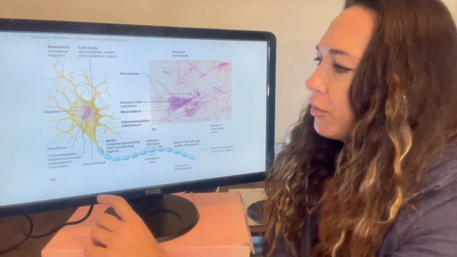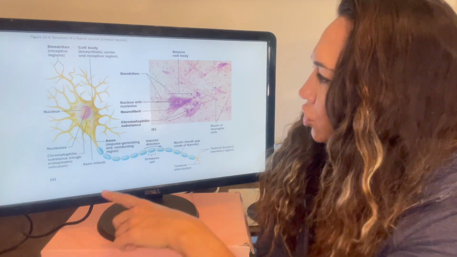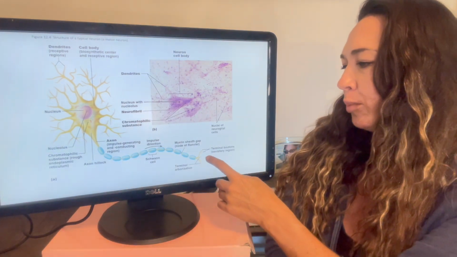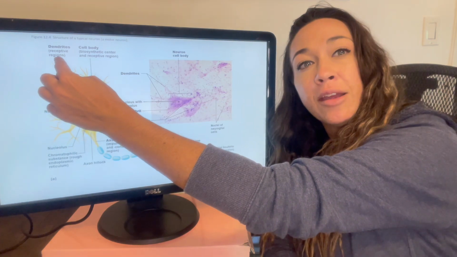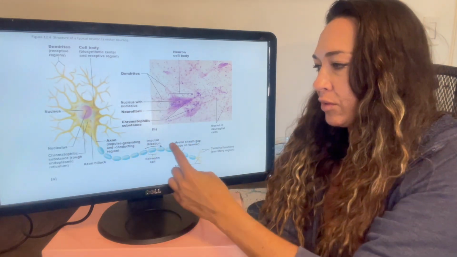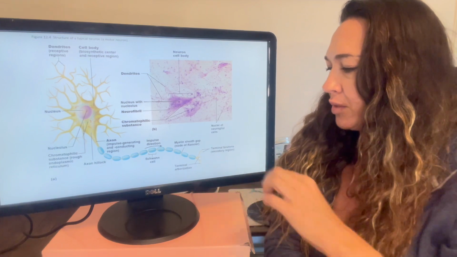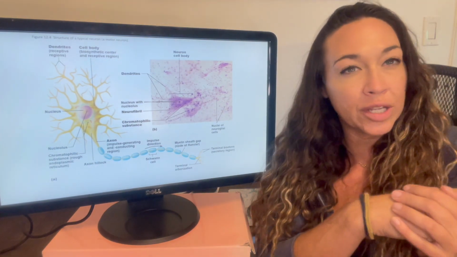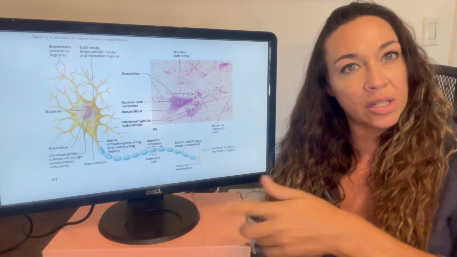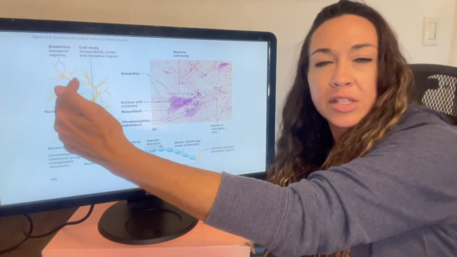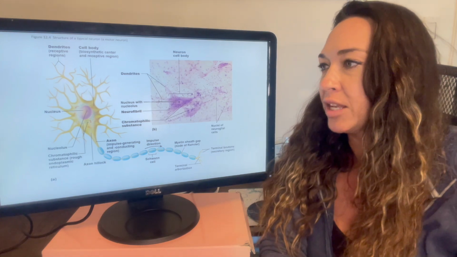Let's see, what else do we have? These are our terminal boutons. So you can kind of think of this as like the incoming region, and then the signal goes all the way down here, always going this way to those terminal boutons. And that's the secretory region. So essentially it's going to be the one secreting the signal to the next cell, which is then going to be received here and then transported to the next one as needed.